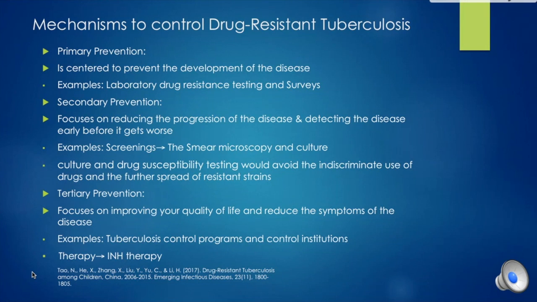Hi, my name is Arlene, and I will be going over the mechanisms to control drug-resistant tuberculosis. To begin, I will be going over primary, secondary, and tertiary prevention. Primary prevention is centered on preventing the development of the disease. An example of this is laboratory drug-resistant testing and surveys.